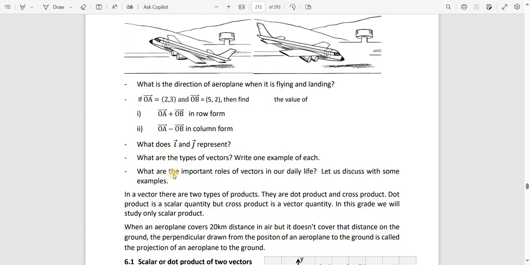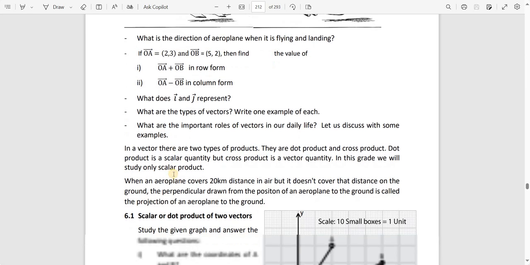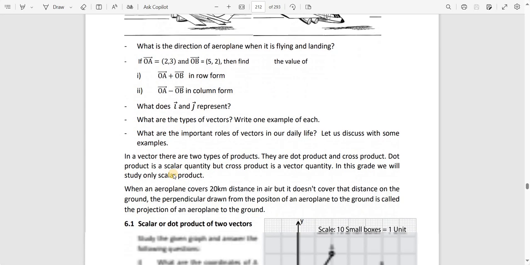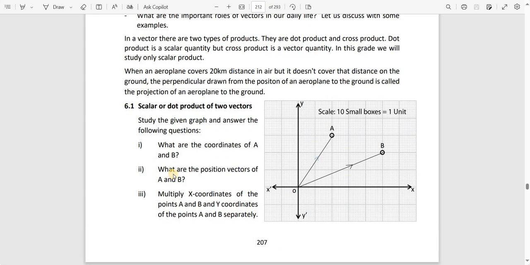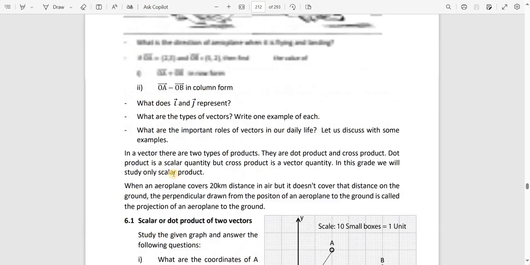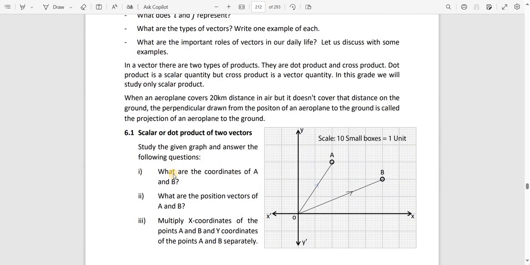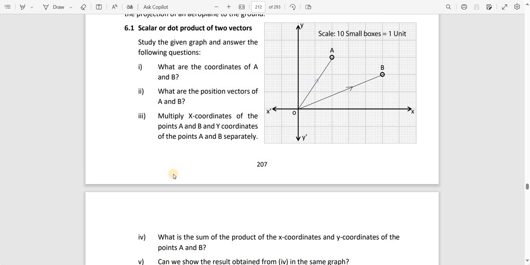So most of this vector might be used in airways or something like that, because it's all about direction and the distance and where it is going. So scalar and vector, there are two things. Scalar means only the distance, whereas vector means it is a combination of distance and direction. Alright, so scalar or dot product of two vectors.